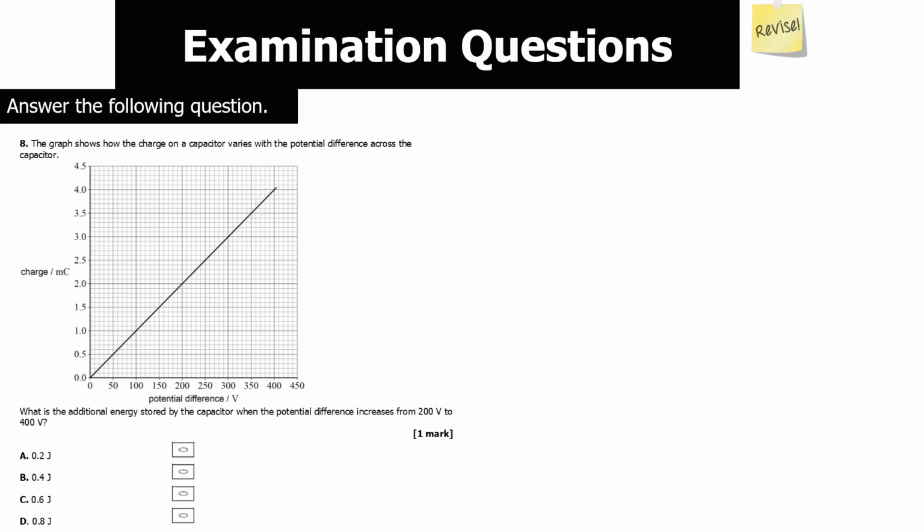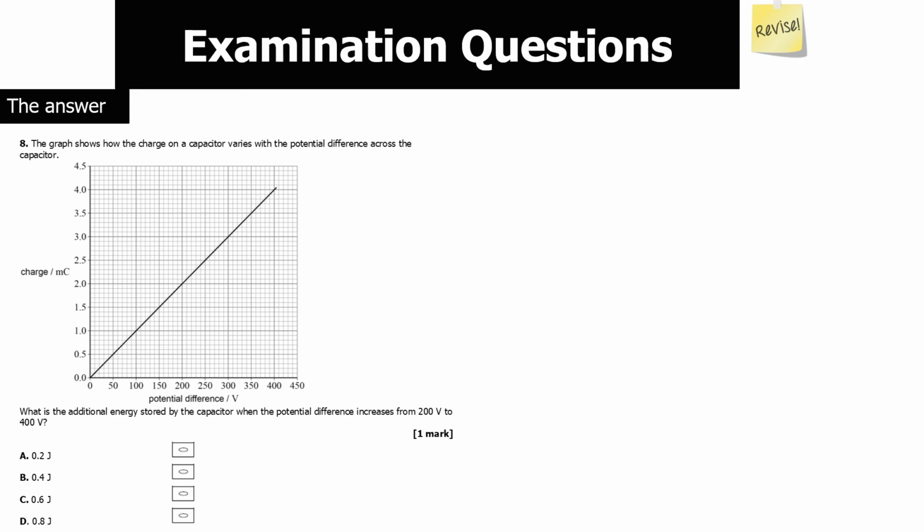The next question says, the graph shows how the charge on a capacitor varies with the potential difference across the capacitor. What is the additional energy stored by the capacitor when the potential difference increases from 200 volts to 400 volts? So pause the video now, then unpause the video when you want to go through your answer.